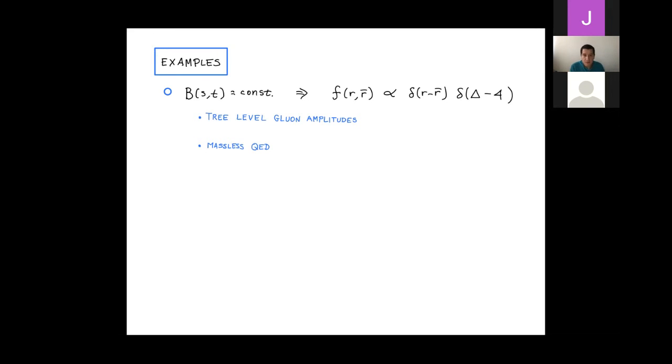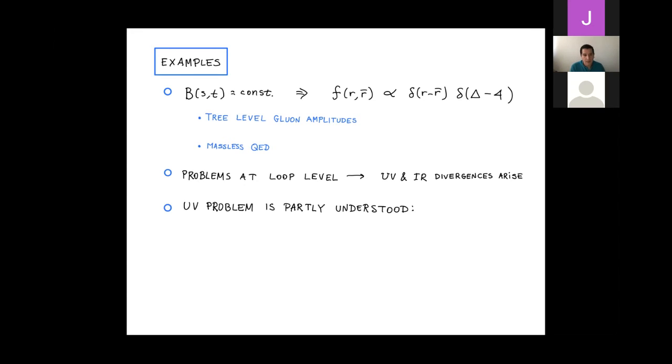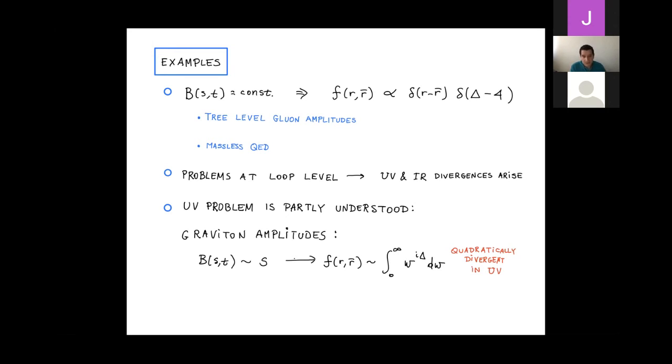Quantum field theories with massless particles. Those cases are scale invariant, and this is the reason why this delta of delta minus 4 appears. But at loop level, there are problems, of course. UV and IR divergences appear. The UV problem is partly understood. For instance, in the case of gravitons, the function B goes like the energy squared, so the Mellin integral diverges quadratically.